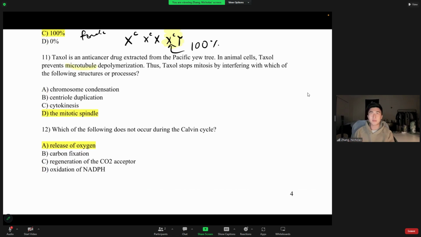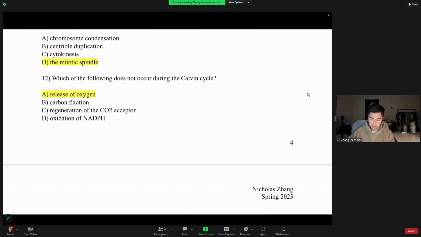The depolymerization part is basically as microtubules elongate and contract, they go through a kind of reciprocal movement called polymerization and depolymerization. Basically, all we need to know right now for this class is that the microtubules are involved with the mitotic spindle, which separates chromosomes. So if Taxol is preventing microtubule depolymerization, it's probably interfering with the mitotic spindle to stop cell division from happening. So mitotic spindle is the best answer there.